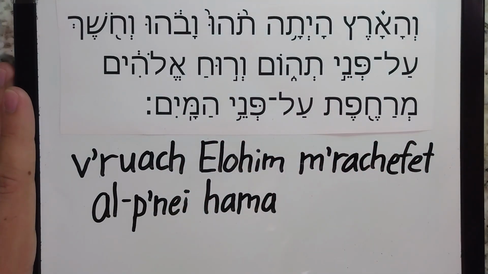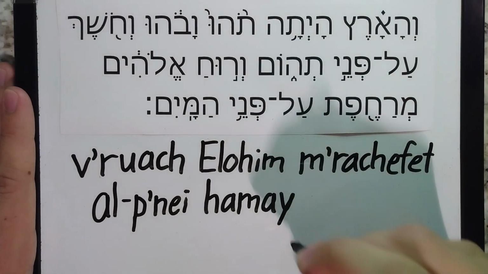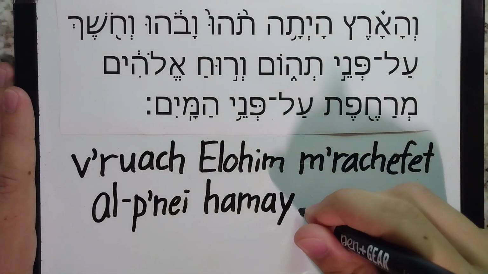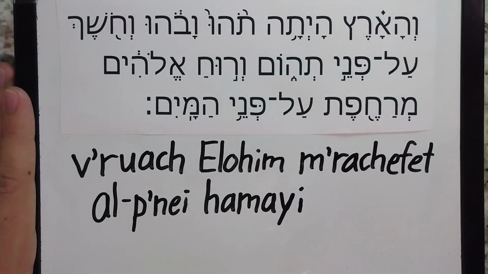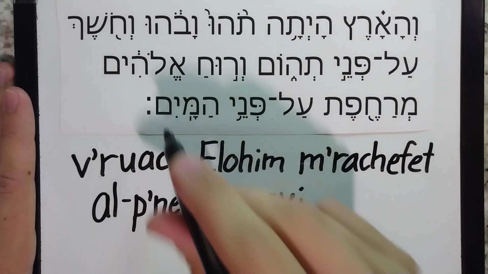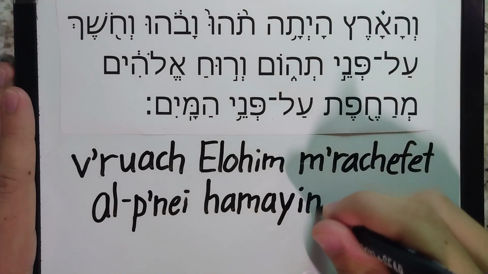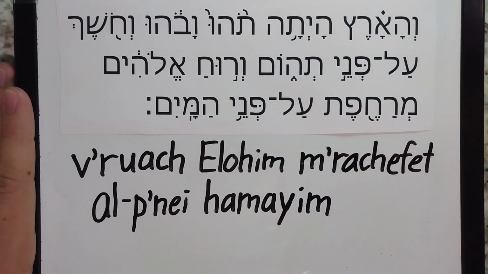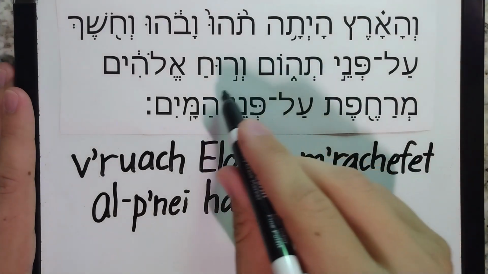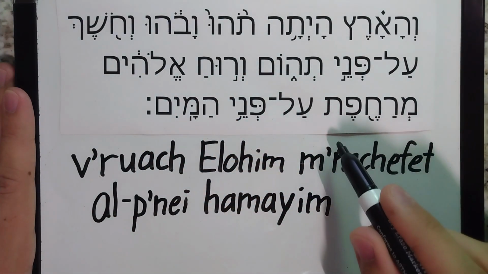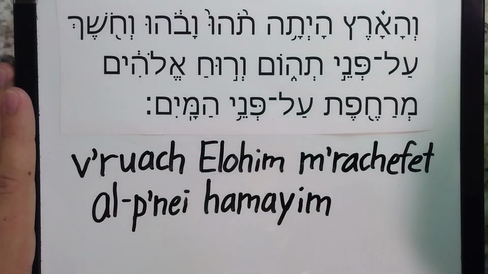Now remember that since the yud has a vowel marker under it, it makes its ya consonant sound, and this hirik is not represented with a yud, and it just makes the e sound by itself. And this word ends with a final mem, which makes the m sound. The accented syllable is ma, so this word is hamayim. Reading the whole second half of the verse out, we have Baruch Elohim Merachefet al Pnei Hamayim.